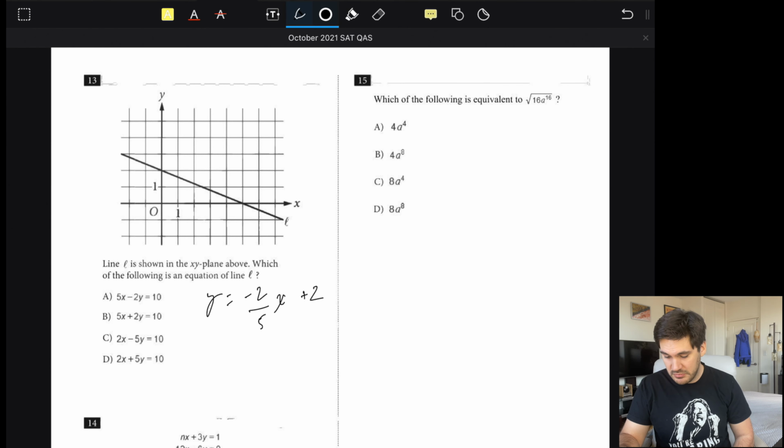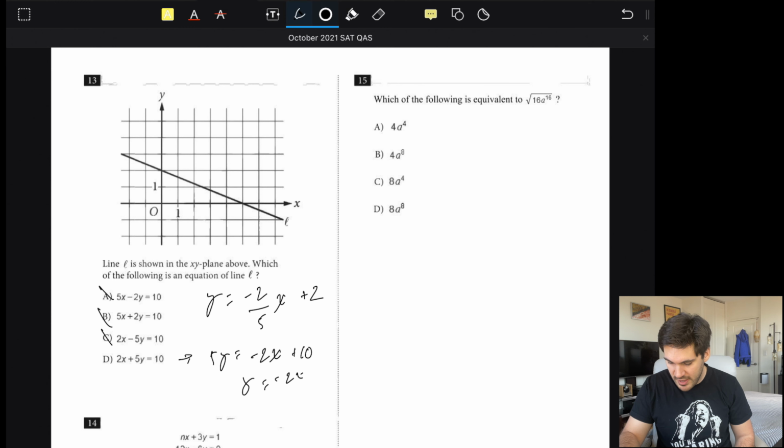The first one gives us a positive slope, because if we subtract the 5x and divide by negative 2, we're going to have a positive 5/2, so that's no bueno. The second one gives us a negative slope, but the wrong one, because if we subtract 5x, we're going to have negative 5 over 2. C gives us a positive slope when we solve it for y, which means we're left with D, but let's just double check it. 5y equals negative 2x plus 10, so y equals negative 2x over 5 plus 2. D works.